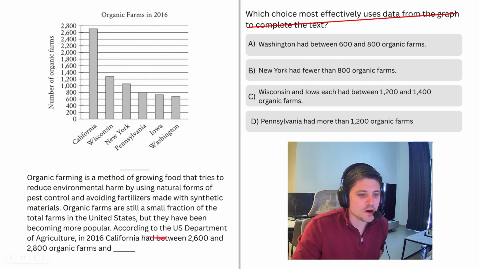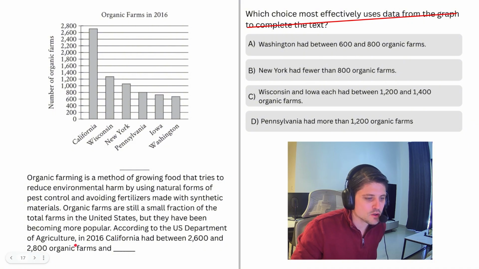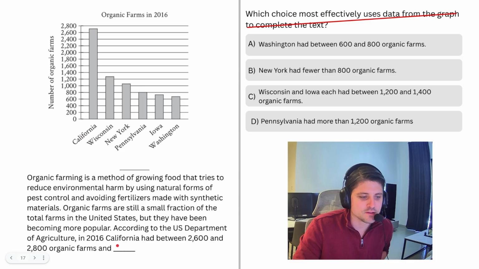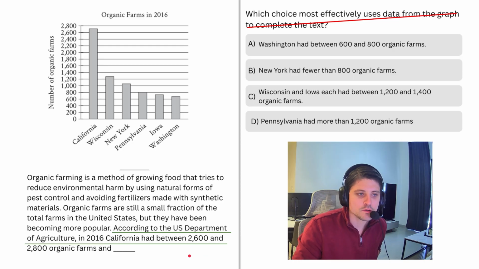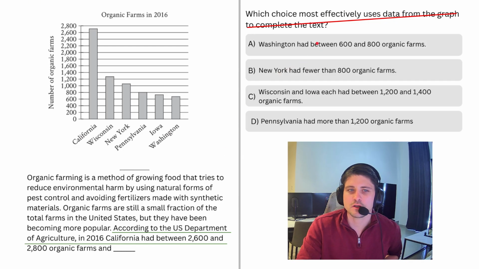All right. According to the U.S. Department of Agriculture, in 2016, California had between 2,600 and 2,800 organic farms. That's the important part. Okay, so now we need to verify each of these. The first thing you want to ask yourselves on the charts is, is the answer choice correct according to the chart?